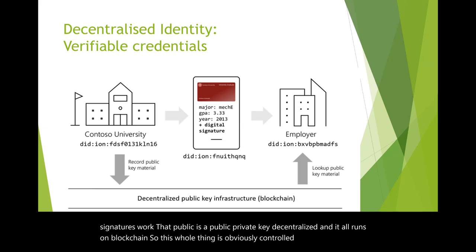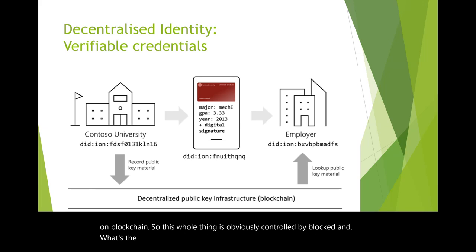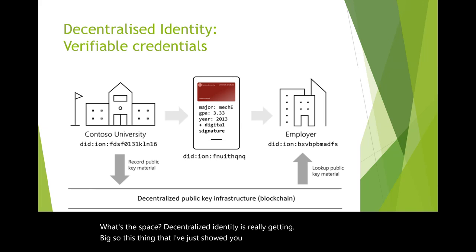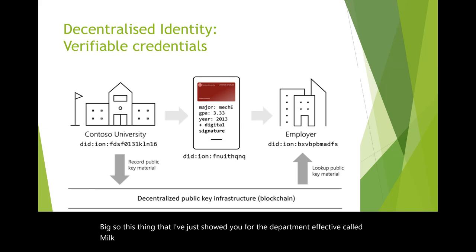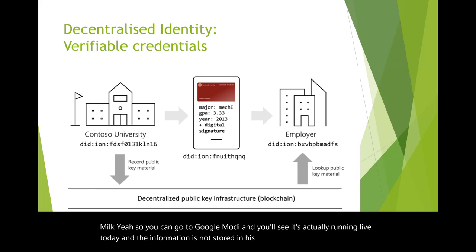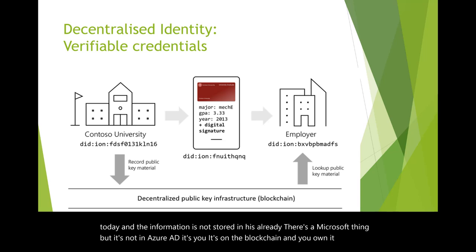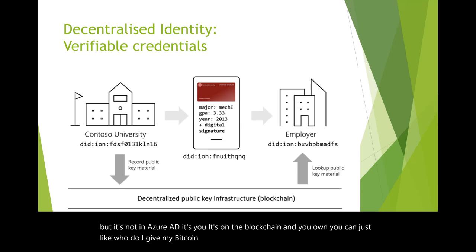And what's the space? Decentralized identity is really getting big. So this thing that I've just showed you for the Department of Defense is actually called Milgear. So you can go and Google Milgear and you'll see it. It's actually running live today. And the information is not stored in Azure AD. This is a Microsoft thing, but it's not in Azure AD. It's on the blockchain, and you own it. And just like, who do I give my Bitcoin to? You decide that. It's exactly the same thing. Who do I give my identity to? It's up to you.